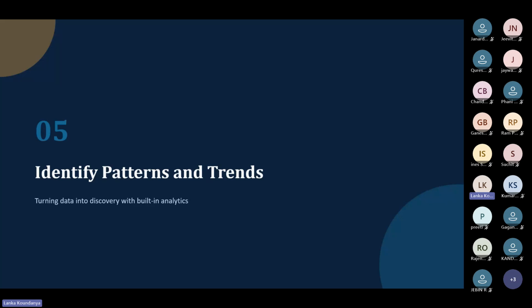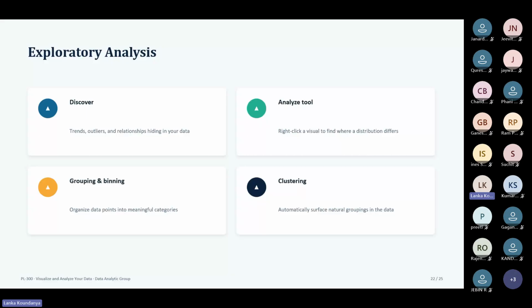And the last part is identifying patterns and trends. In this, we will see discover and trend. How we have to define the trends, outliers and relationships hiding in your data. Those are the things we have to discover, as we do in the data analysis part. And once we have done that, we have to analyze with the tool. A visual needs to find where the distribution differs. So once you analyze the data, you have to see how to define it and how we can present it.